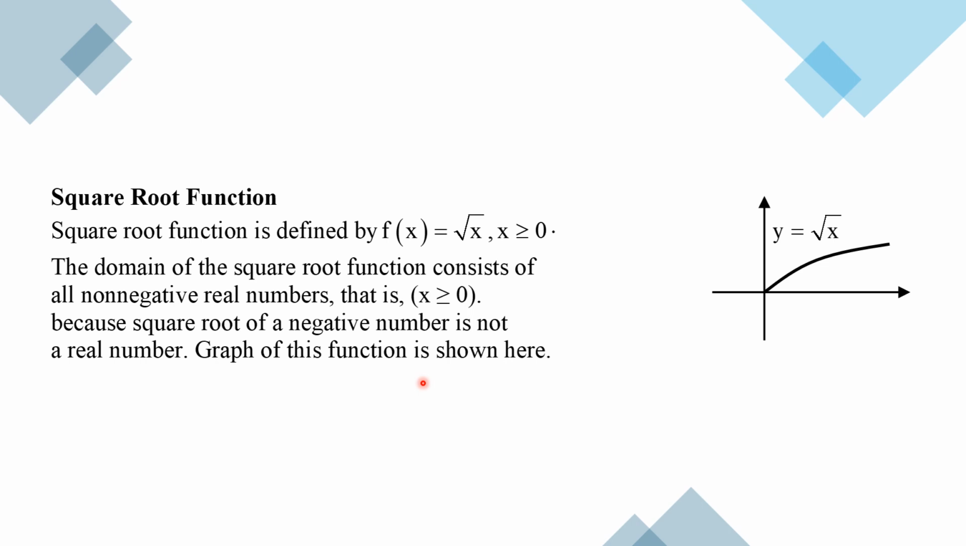Now the square root function f of x is the square root of x, with x greater than or equal to 0. If you observe this graph, it covers just positive real numbers, so the domain of the square root function is the non-negative real numbers, that is x greater than or equal to 0, because the square root of a negative number is not a real number. You can also check the graph. From the graph you can see that it covers just the non-negative real numbers, so the domain of this function is the non-negative reals.